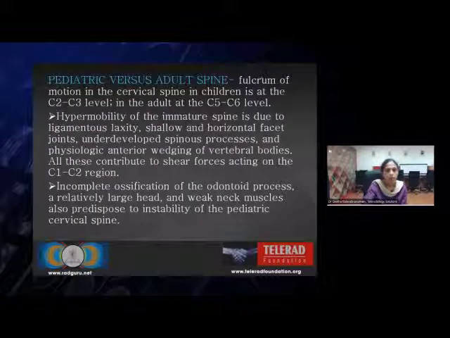There are several differences between the pediatric and adult spine in the cervical region. The fulcrum of motion in the cervical spine of children is at the C2-3 level. In the adult, it is at the C5-6 level.